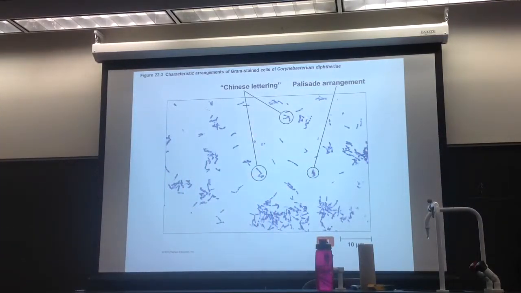I don't know why they call this Chinese lettering. I think that's offensive. We don't have any Chinese people. So they call this Chinese lettering, right? I don't see how they call that.